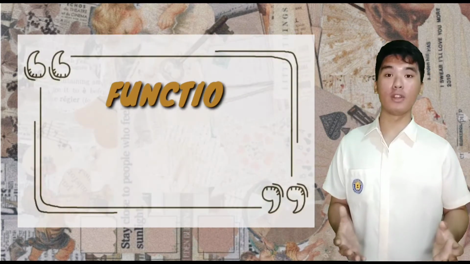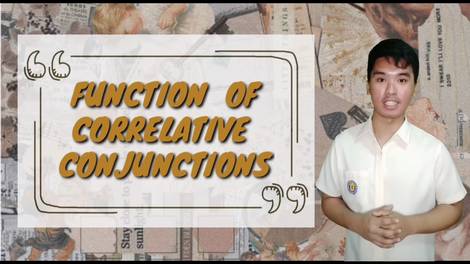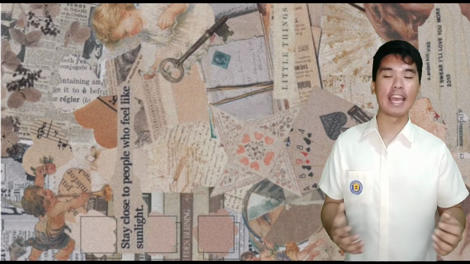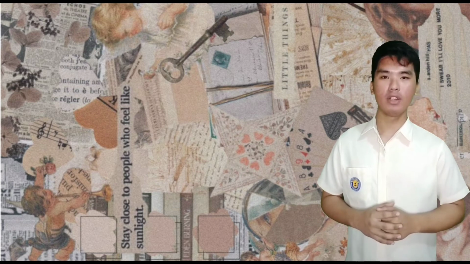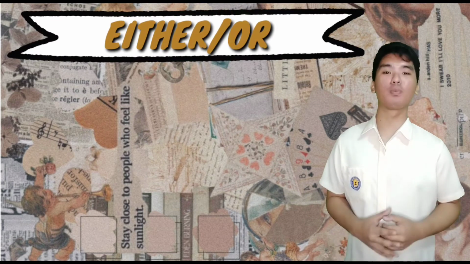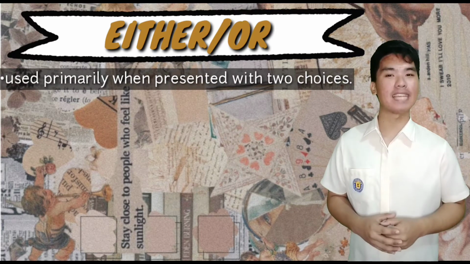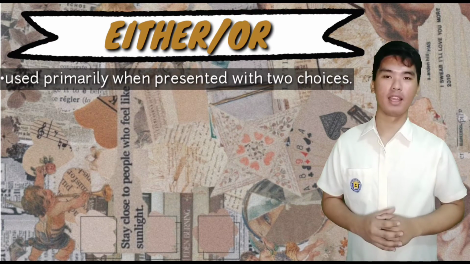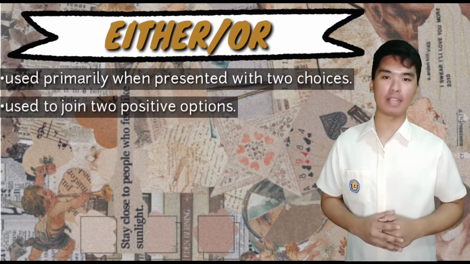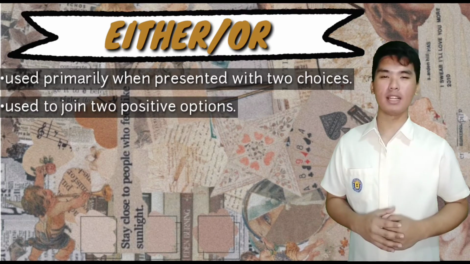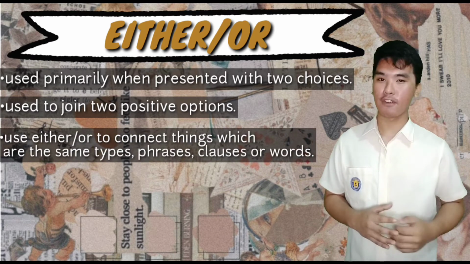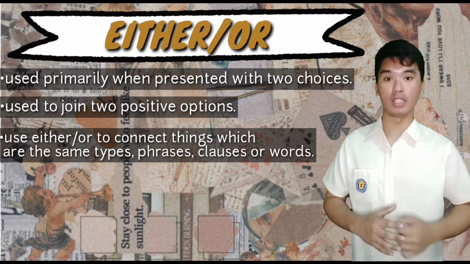Now, let's move on to the function of correlative conjunctions that I mentioned. We will now focus, define, and exemplify. First, we have either/or. The either/or conjunction is used primarily when presented with two choices. The correlative conjunction either and or is used to join two positive options. Basically, we use either and or to connect things which are the same type: phrases, clauses, or words.